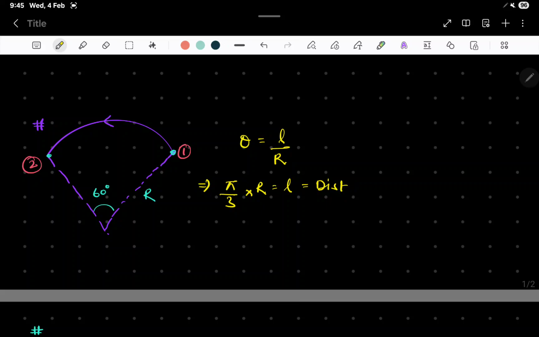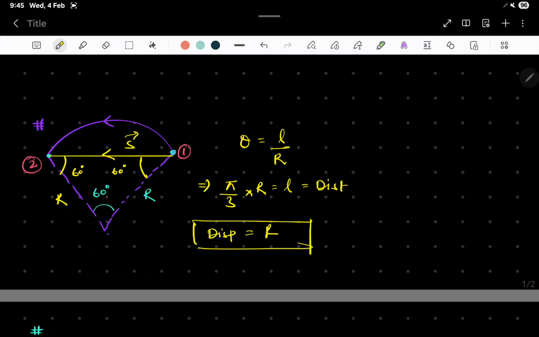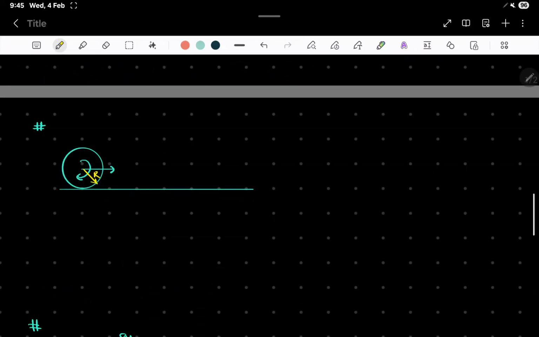What about displacement? Join the initial and final point. This is your s vector, and you have to calculate the length of this line joining. If this one is r, this one is also r, and the angle is 60 degree, it must be an equilateral triangle. This is also 60 degree, this is also 60 degree, so you can clearly say that this s vector is also equal to r. So displacement is equal to r, and its direction is from initial to final. Let's move to the next question.